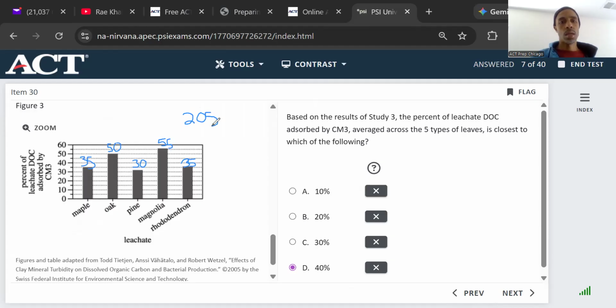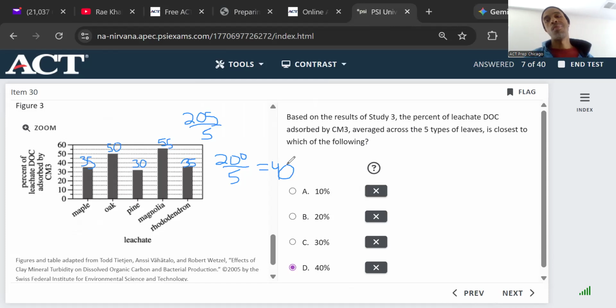right? I'll do it another way just to make sure I got it right. So this is 50, 30, that's 80, that's 90, plus 30 is 120, plus 50 is 170, plus 35 is 205. And if you do 205 divided by 5, well, because we don't have a calculator, we're going to do 200 divided by 5 to ballpark it. Remember, with averages, you add all these up and you divide by the number you have. 200 divided by 5 is 40. So that's going to be close to 40%.